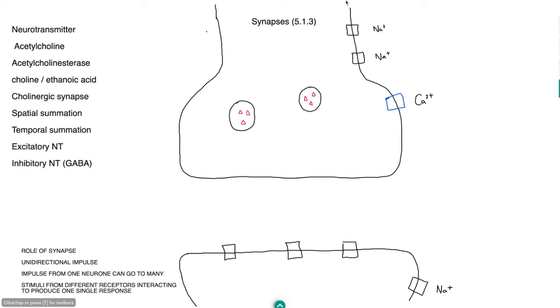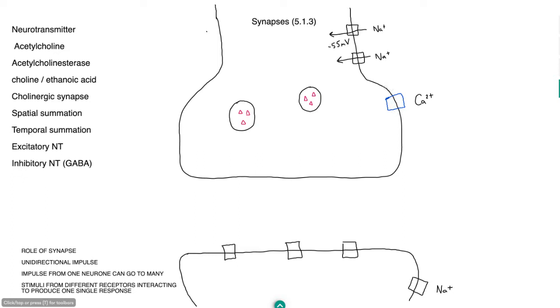As before, in order for the impulse to go down, it's a constant wave of depolarizations. As those sodium ions have diffused in through this voltage-gated sodium ion channel, they are going to cause the voltage to become less negative. If we get to the threshold of minus 55, that's going to cause this voltage-gated channel to open. And the same thing's going to happen here. And eventually we get to this end channel, which we haven't seen yet.